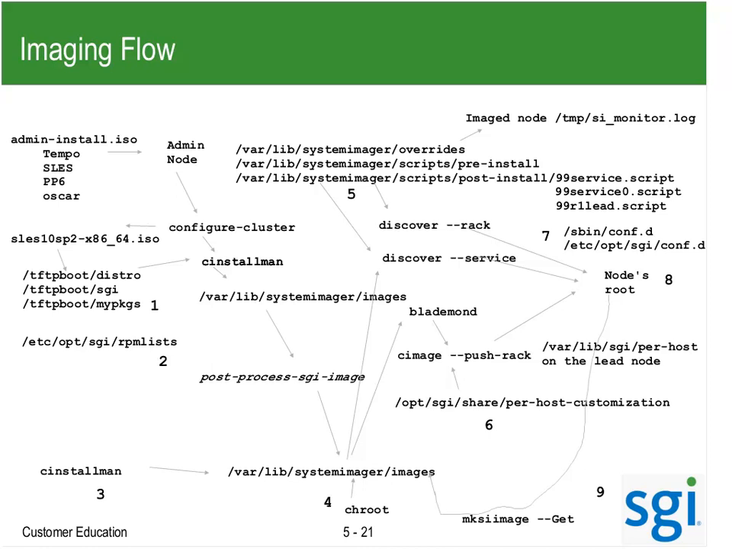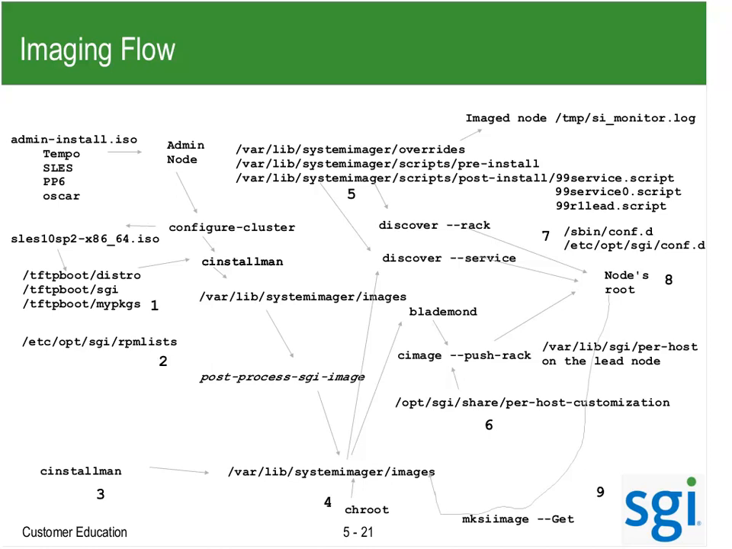So I drop in my packages, I add them to an RPM list. We don't have to worry about it, but there's a post-process script that then leaves everything in /var/lib/systemimager/images. Now I can modify those images as well with cinstallman.